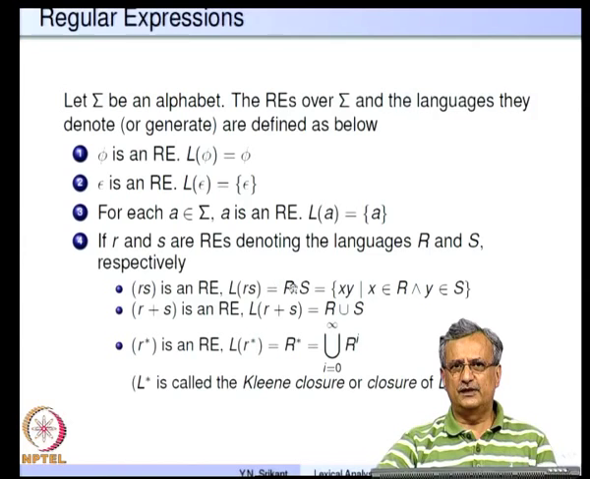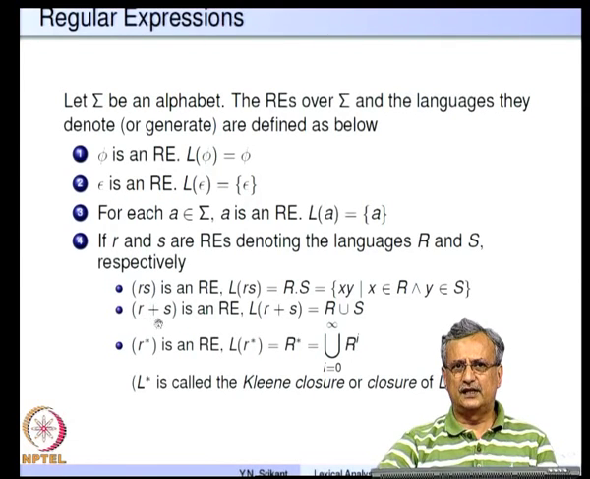You take one element from R, another element from S, and concatenate them. So, in the case of strings, it is string concatenation. So, xy such that x in R and y in S. So, this is our new language for the concatenated regular expression RS.